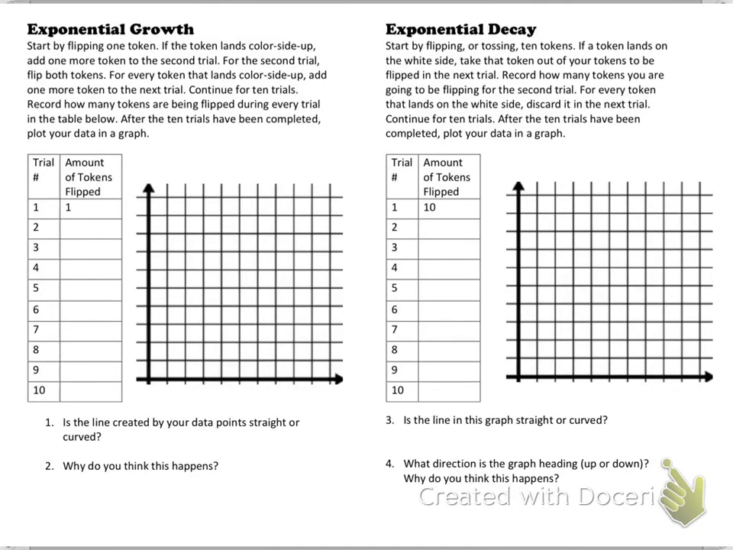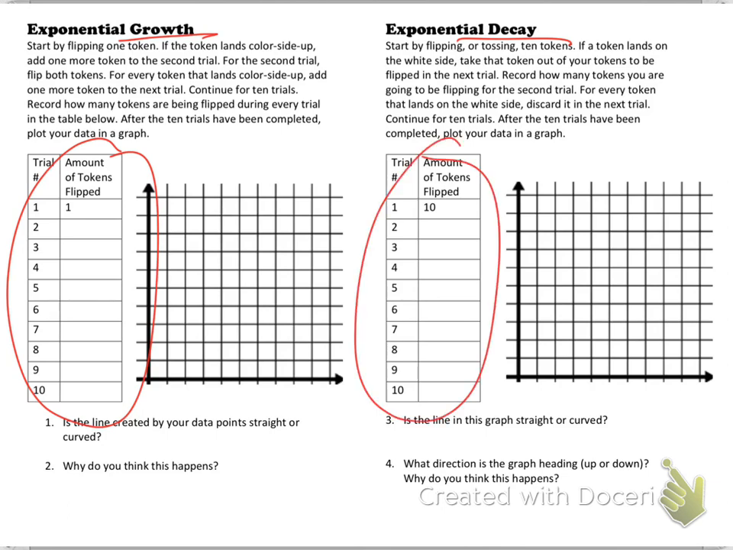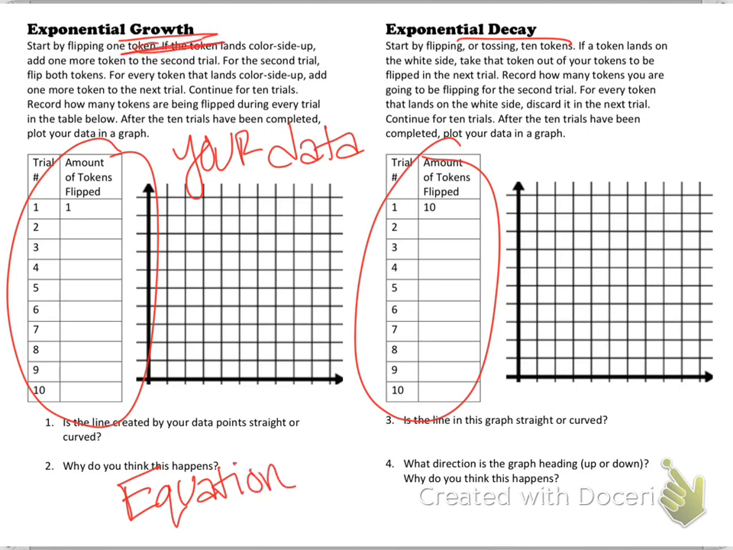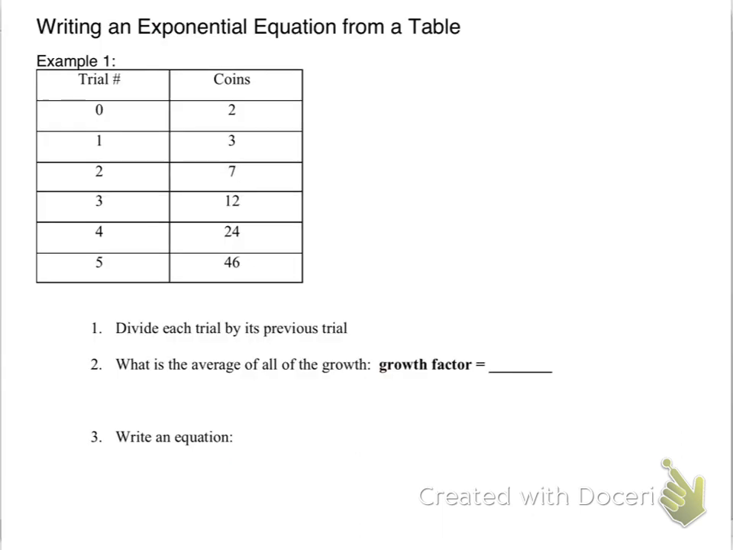All right, so you have finished completing the trial experiment, going over growth and decay with flipping coins. So you should have both of these tables and graphs filled out with your specific data from your experiment. What we're going to do is try to create an equation to represent both the growth, flipping of coins, and the decay side of the experiment as well. In order to do this, we first got to learn how to write an equation for exponential growth and decay.